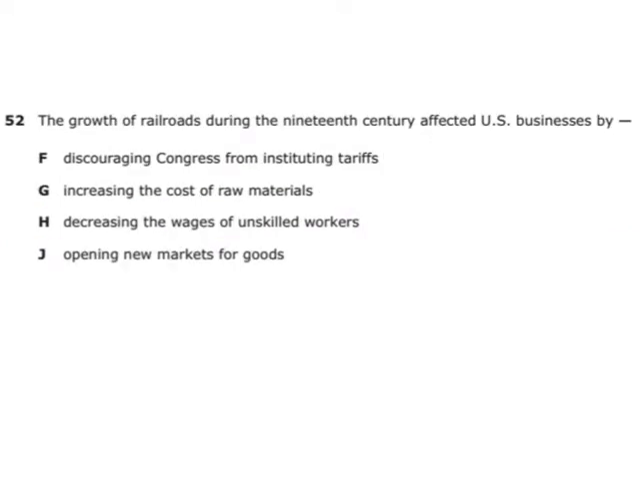The growth of railroads during the 19th century affected U.S. businesses by opening new markets for goods. So when railroads grew, that meant now there were new cities and new peoples and new areas that different people and products or goods could get to. So we'd call that a new market where things could move to. So railroads expanded everything, making the ability to get to new markets and get new products to new people more available.